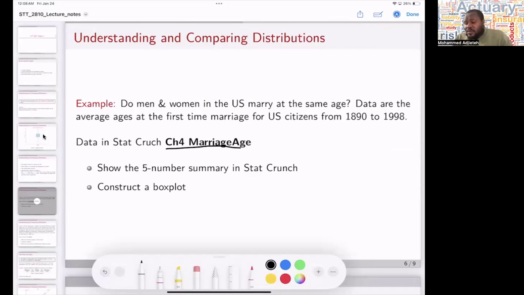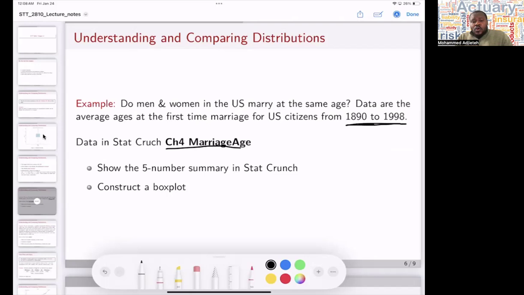And the question here is, do men and women in the US marry at the same age? And so the data are the average ages for first-time marriages for US citizens from 1890 to 1998. So this is the data set we have.